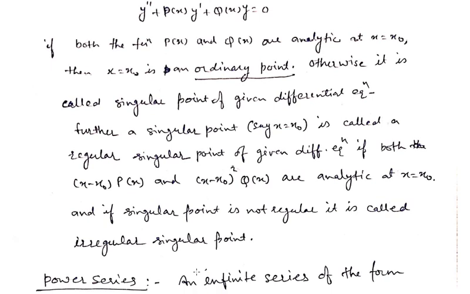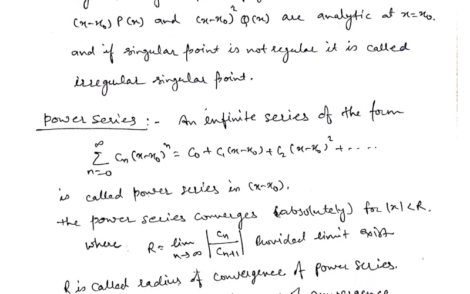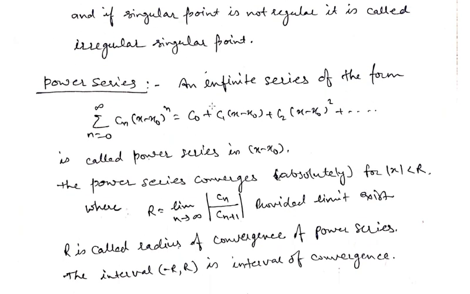Now we discuss power series. An infinite series of the form summation n varying from 0 to infinity c n (x minus x naught) raised to power n. When we open this summation, we can write it as c naught plus c1 (x minus x naught) plus c2 (x minus x naught) square plus and so on. So this is called a power series in x minus x naught.